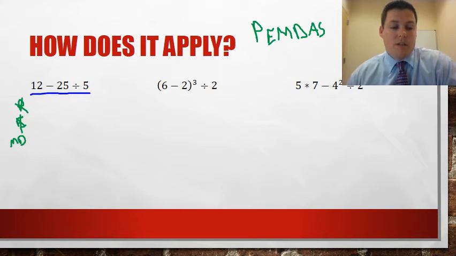Next, we multiply and divide at the same time. So going from left to right, we look for our first multiplication or division. Here it is, so we're going to do that first. 25 divided by 5 is simply 5. We rewrite the rest of the equation by bringing it down. Now we only have one operation left. It doesn't matter what it is. When we're down to one operation, we just go ahead and solve it. 12 minus 5 is 7.